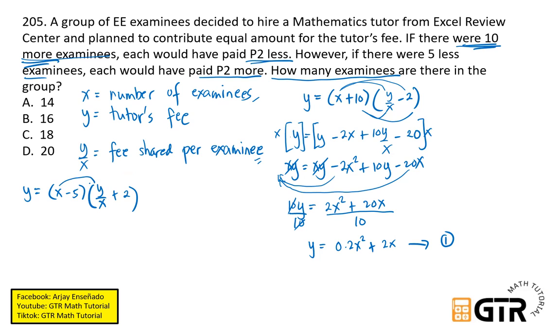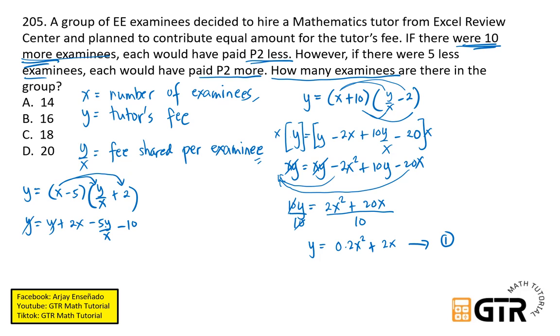So distribute lang natin. So product of binomial ulit. So therefore, we have y is equal to x times y over x, makakancel lang tong x. So matitira y, pwedeng makakancel na ulit yung y parehas dyan. x times positive 2, we have positive 2x. Negative 5, multiply dito. So we have negative 5y over x. Negative 5 times 2, we have negative 10. Subtract y to both sides, so makakancel na ito.